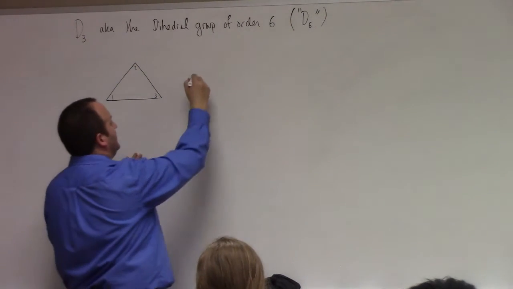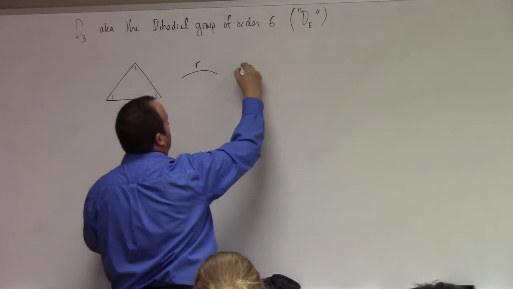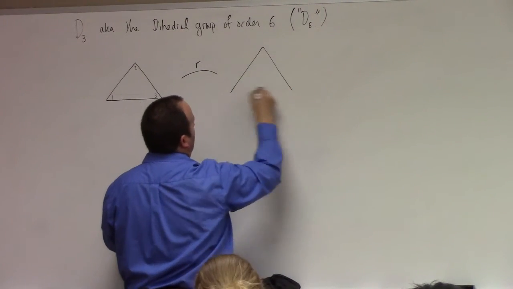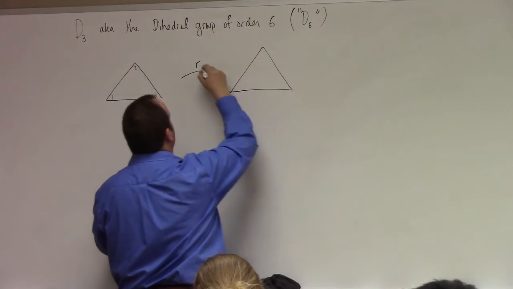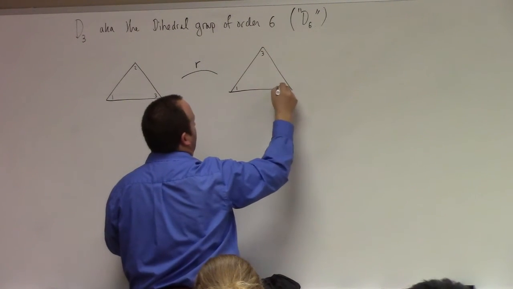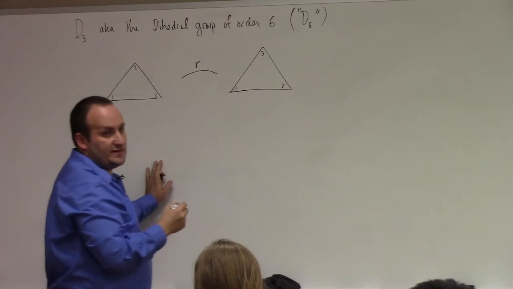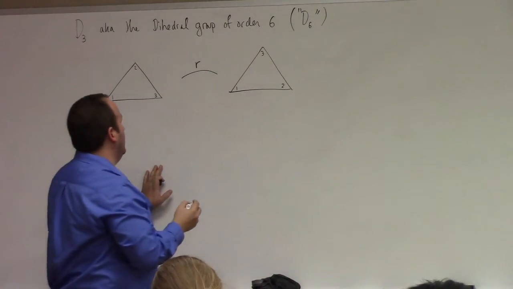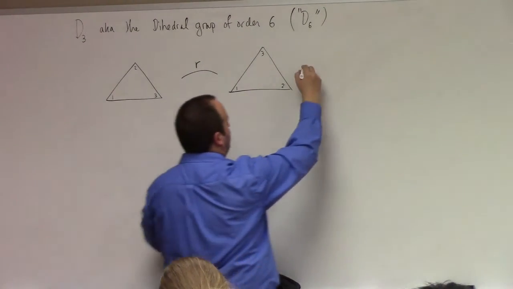So if I do a rotation clockwise, what does that do? It puts the 3 up here, it puts the 1 down here, it puts the 2 over here. Rotation by 60 degrees. And what happens if I do the same rotation to this again?